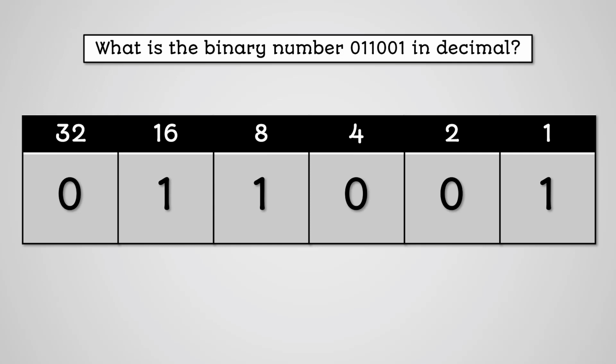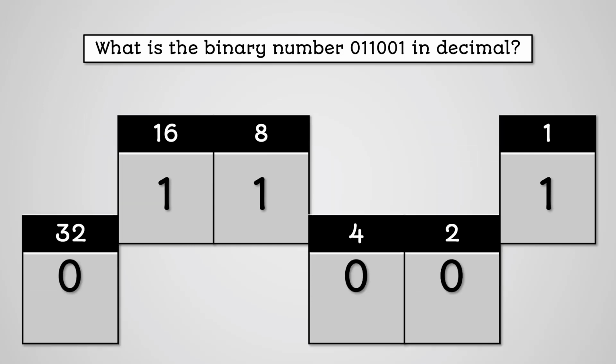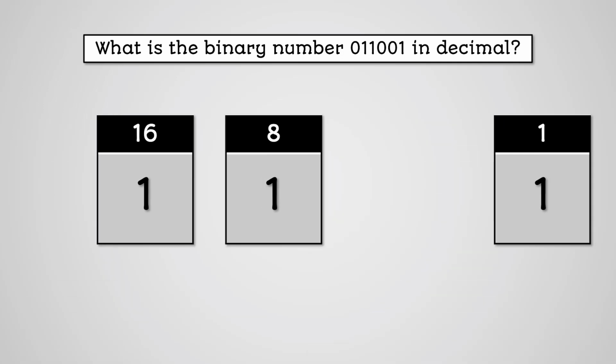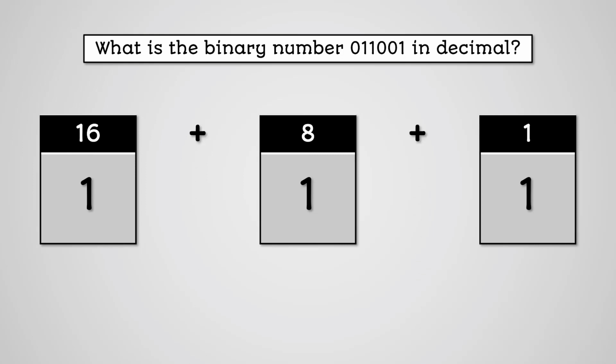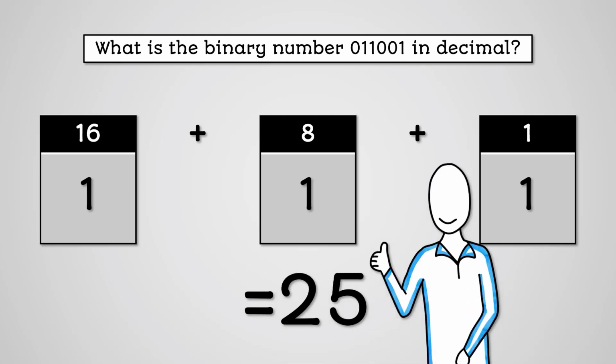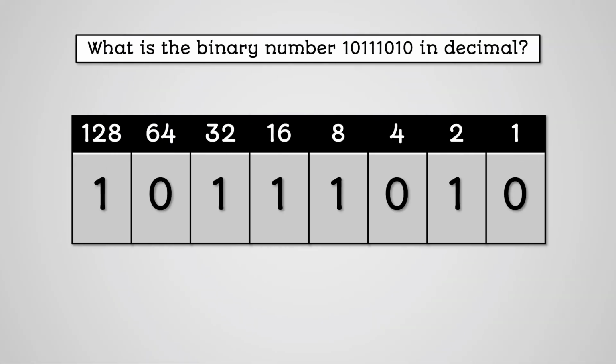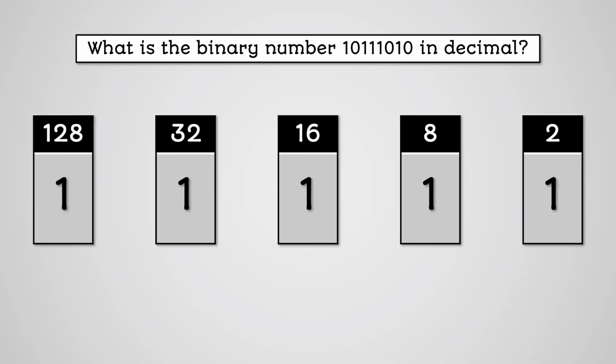To convert this back into decimal, we need to work out which columns have a 1 in them, and then we simply need to add up these column heading values. 16 plus 8 plus 1 equals 25, and that's all it takes. This works for any number, for example 10111010. If we pick all of the 1s and add them up, 128 plus 32 plus 16 plus 8 plus 2 equals 186.